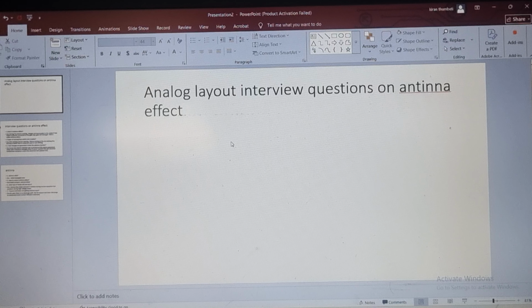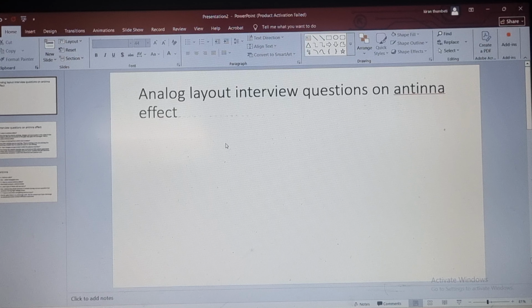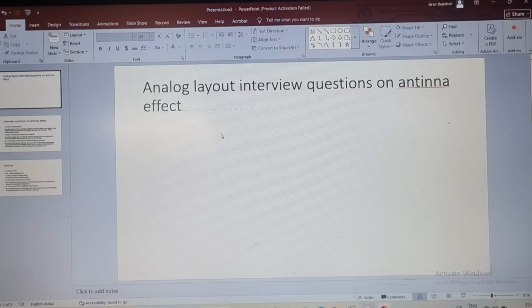Hi friends, today we will discuss some important questions on antenna effect in analog layout.